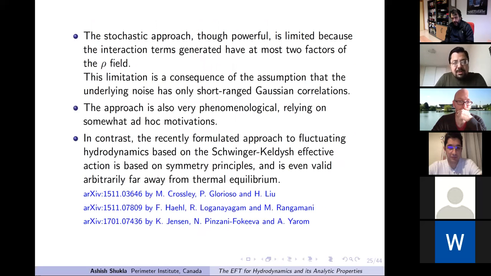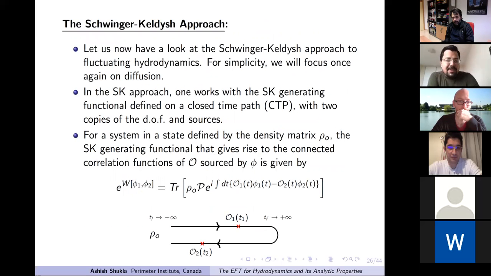Okay, so let me now move on to the last part of the talk, which is somewhat the most interesting as well. Let me now talk about the Schwinger-Keldysh approach to fluctuating hydrodynamics. And once again, for simplicity, I'll focus on the case of the diffusion of a conserved current J mu. I'll forget about the energy-momentum sector for the time being. Now, in the Schwinger-Keldysh approach, what one does is work with the generating functional, which is a generalization of the static generating functional we talked about in the second part of this talk. This generating functional is defined on a closed time path, and we have to take two copies of my degrees of freedom as well as the sources.